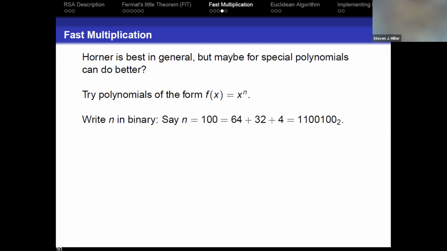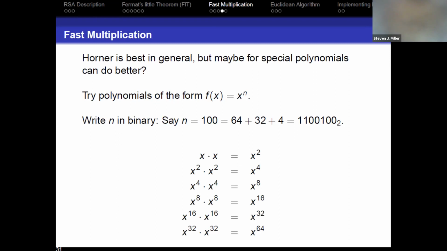So if you were to calculate x to the 100 naively, there would be 99 multiplications. If n was of size 10 to the 400, it would be 10 to the 400 minus 1. The minus 1 doesn't matter. It's impractical. But here's how to do it efficiently.